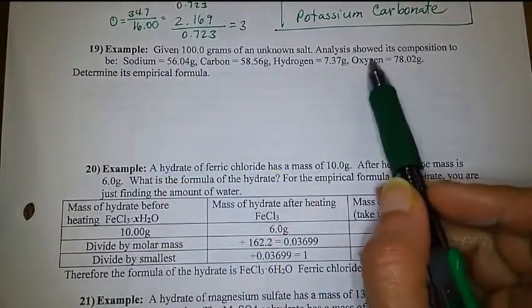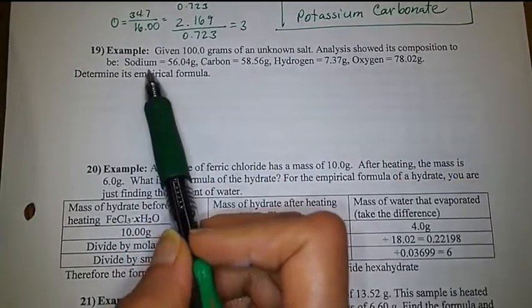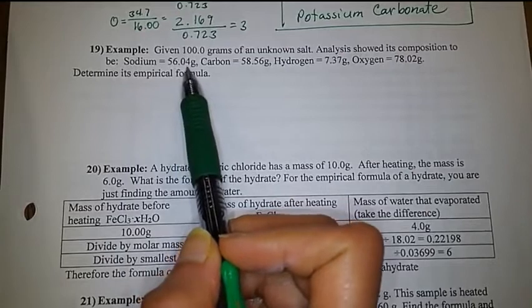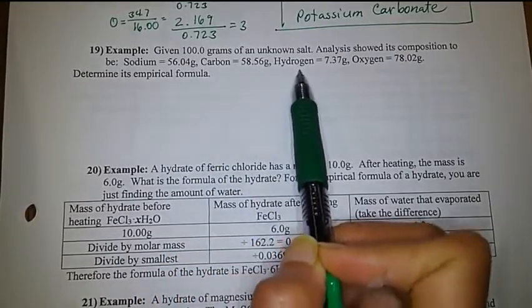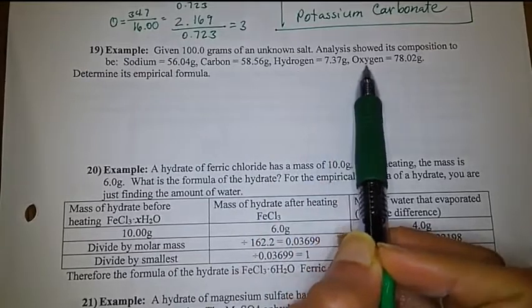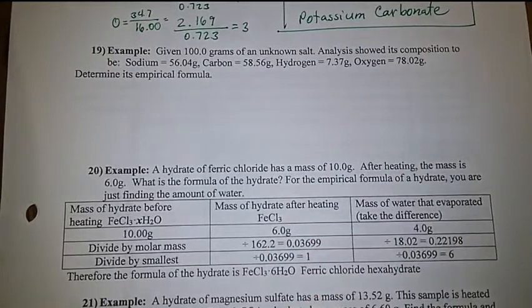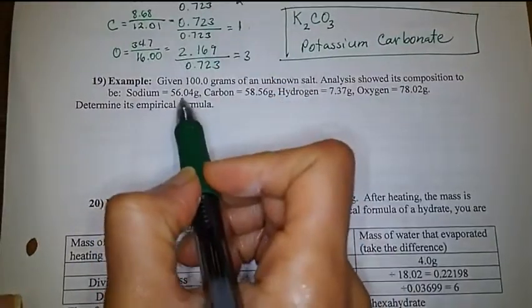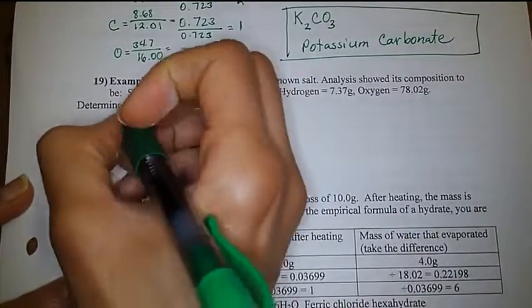The next one, unknown salt. Analysis showed its composition to be sodium is 56.04 grams, carbon is 58.56 grams, hydrogen is 7.37 grams, and oxygen 78.02 grams. What is the empirical formula? Okay, so we found the substance, we have no idea what it is. Instead of giving us percentages, we have grams. Hey, that just does our job for us. That's not a big deal at all.